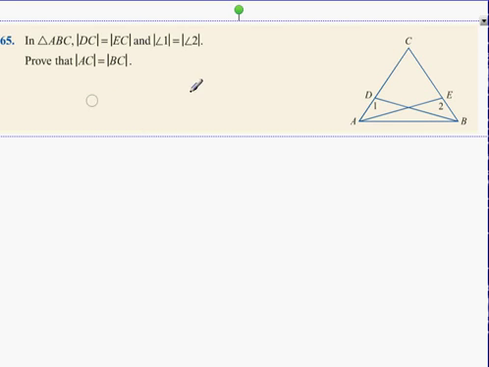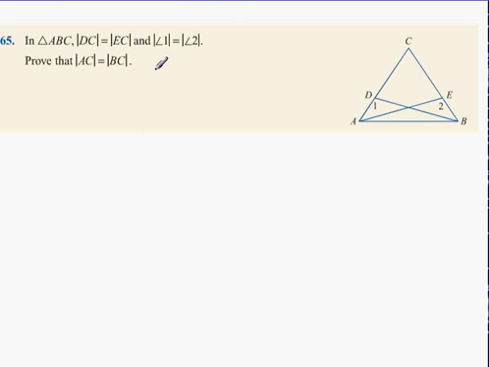We want to prove what? Oh yeah. Want to prove that angle one... Want to prove that AC equals BC. We basically want to prove that it's an isosceles triangle.